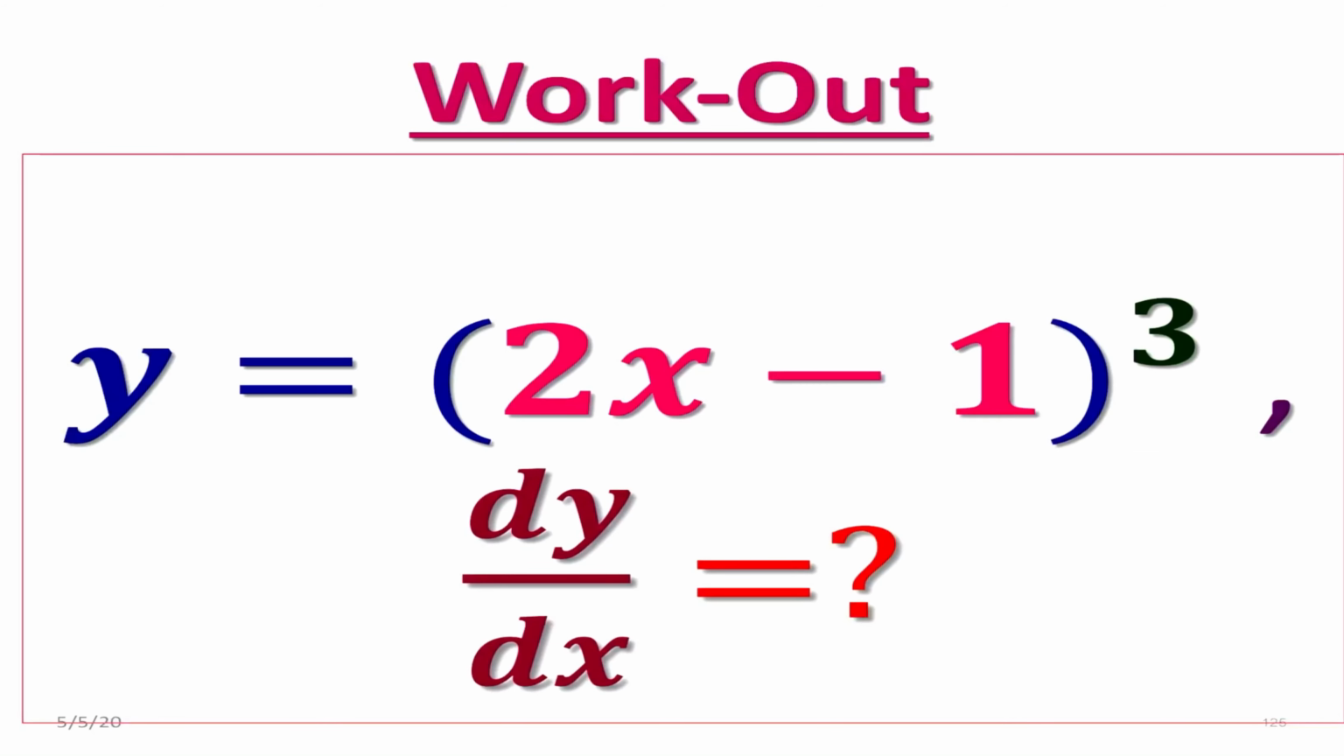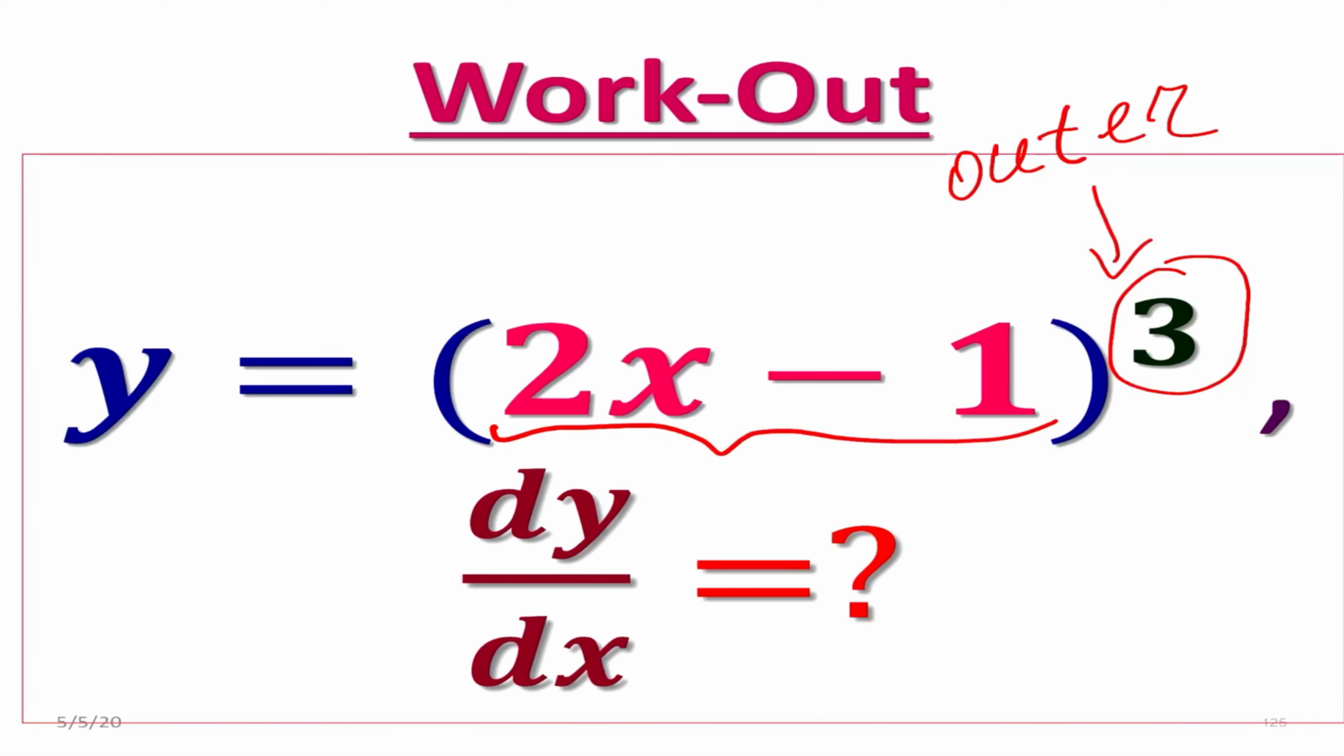Say we need to find the derivative dy dx of 2x minus 1, cubed. First of all, we should recognize that this is a composite function. You have a power, which is the outer function, and you have something inside, which is 2x minus 1, a linear function. So it's a perfect candidate for using the chain rule.